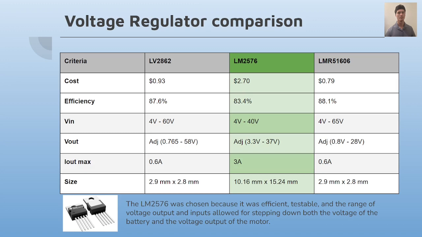The other two regulators were too small to be tested on the breadboards, requiring them to be soldered onto the PCB without being tested. We made the mistake of using the LV2862 on the PCB and realizing the regulator was not working properly after being soldered. Ultimately, the LM2576 was selected for the project design, providing reliability by testing and having operable criteria values to step down voltage for the project.